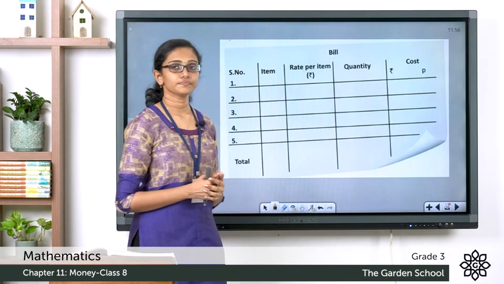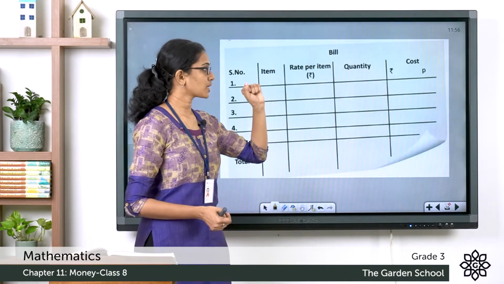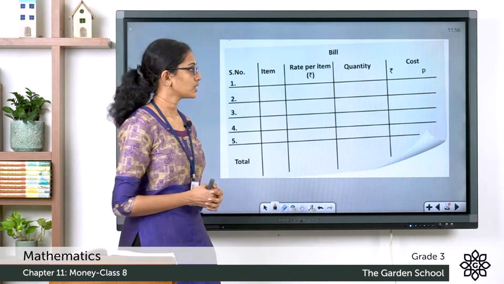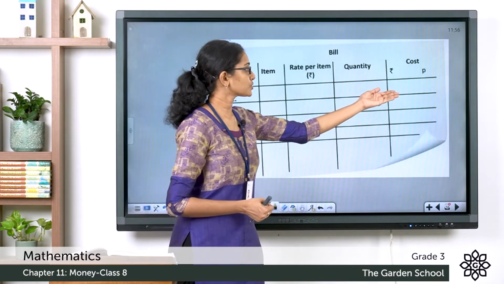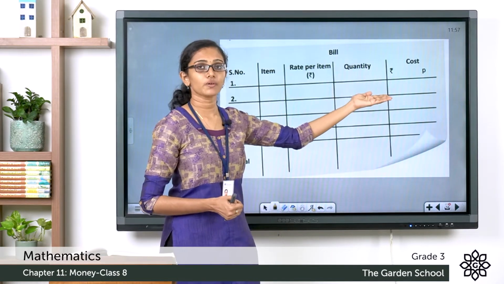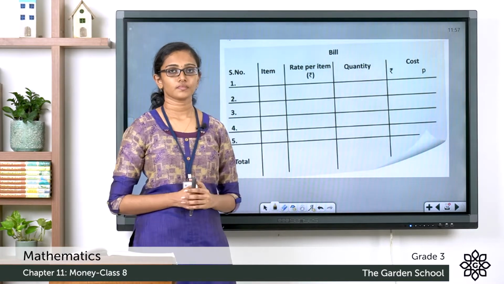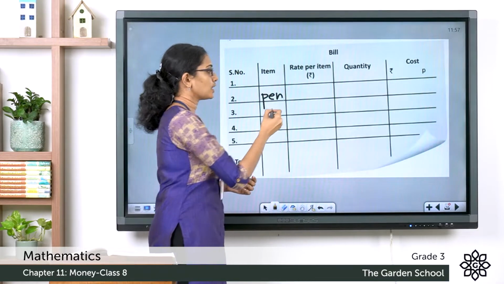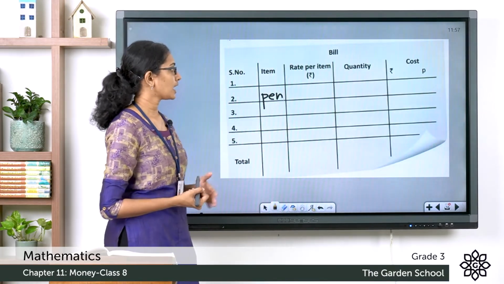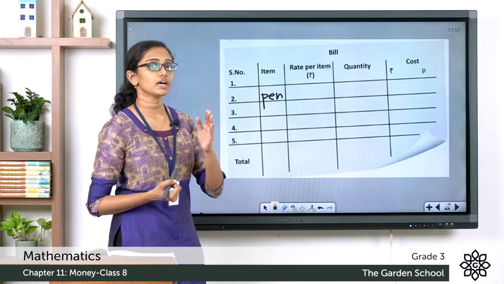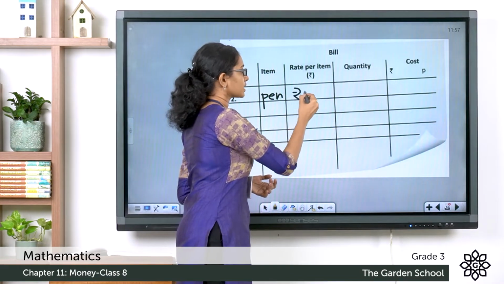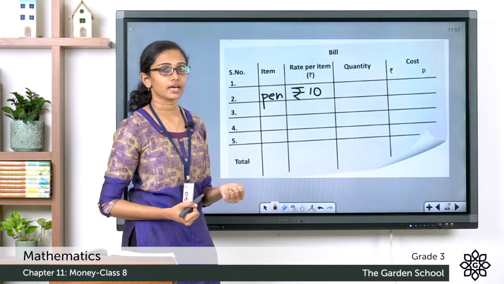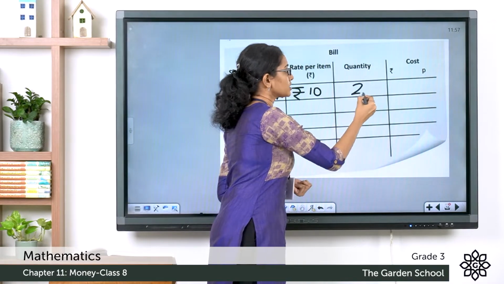Now the quantity. Now in this column, the shopkeeper will mention the number of units of that particular item that you purchased. Now in the cost column, the cost of the required quantity or required number of units will be given. Suppose you are buying a pen. So in the item column, you will have the name of the item as pen and the rate per item. Suppose if a single pen costs 10 rupees, the rate per item will be rupees 10. And you are buying 2 pens there. So the quantity will be 2.